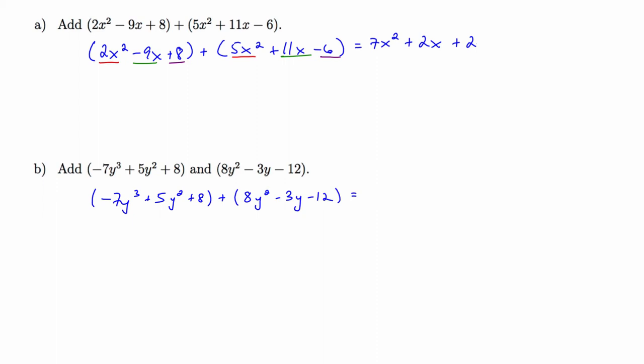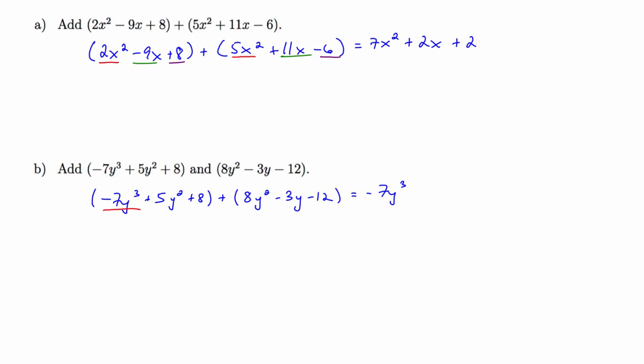To add these together, we now look through the entire expression, finding the highest degree term. In this particular case, y to the third is the highest degree term, so we'll start with that. Since there is no other third degree term to combine with it, it will simply get carried down into our answer as negative 7y to the third. We'll then progressively move down in degrees.